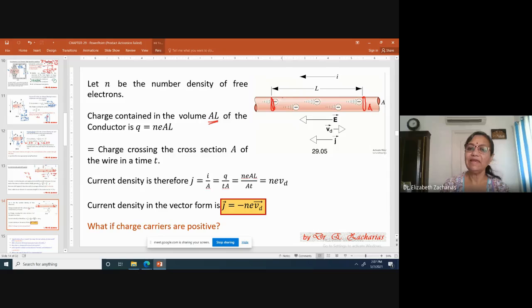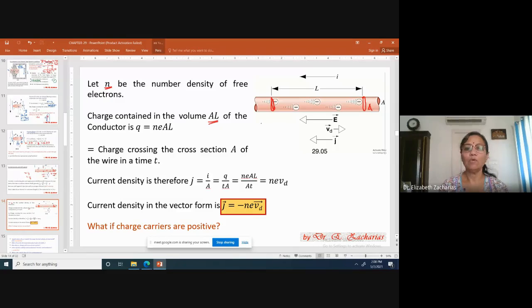Now let us say that small n is the number density of free electrons. Number density means the number of free electrons available per meter cube of the material. That is fixed for any given element. Now, let small n be the number density, and the volume you have is A into L.